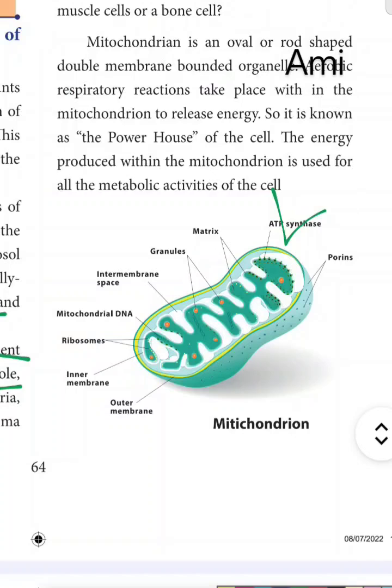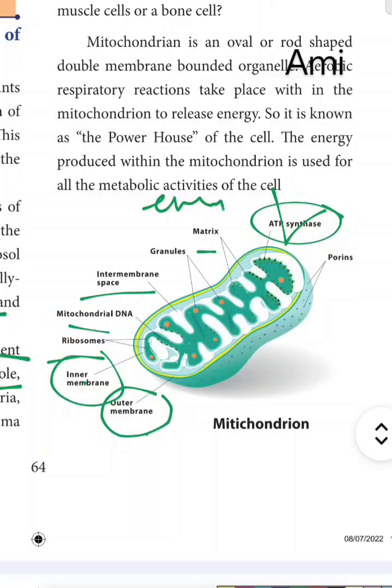So here is the structure of a mitochondria. The mitochondria is a double membrane structure, because you can observe there is an outer membrane and an inner membrane, and a space between them, that is the intermembrane space. Then it has a separate DNA matrix and ribosome, and ATP synthase, which is required for energy production. You can observe porins also in the structure.